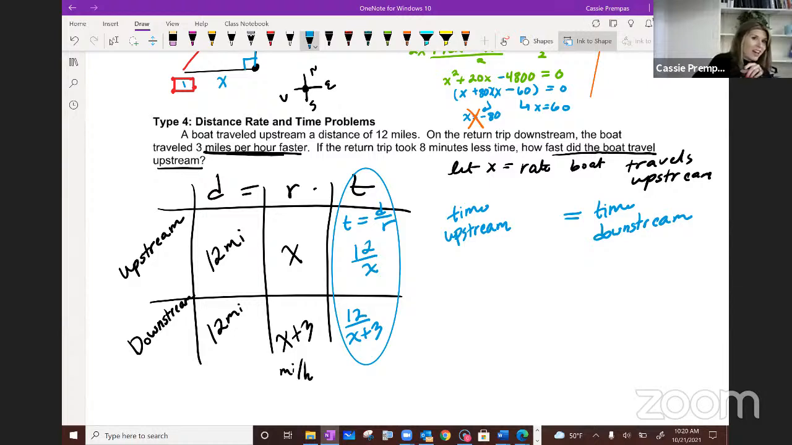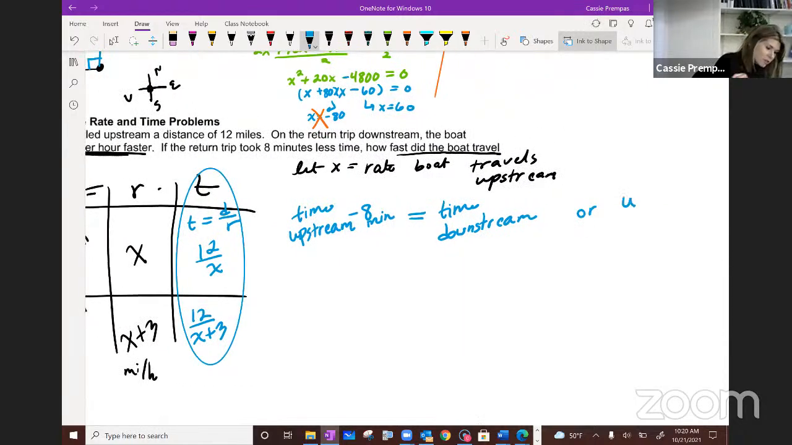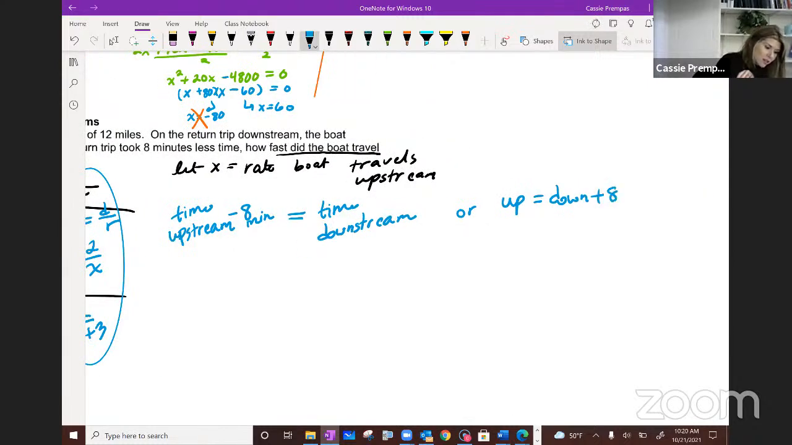So I'm going to go ahead and subtract 8 minutes from the time upstream in order to equate it to the time downstream. Or if you don't like to think about it like that, you could say the time upstream is equal to the time downstream plus 8 minutes. Now you've equated the two because the time upstream takes longer. Or the other way I've seen people do it is take the time upstream, subtract the time downstream, and that will equal 8 minutes because there's an 8-minute time difference.